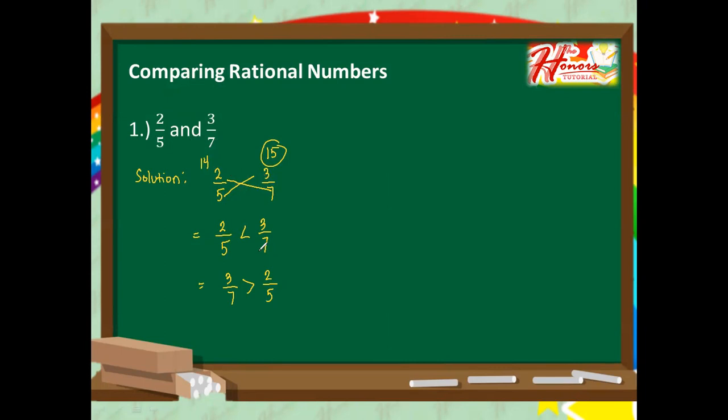Just be careful in using the symbol less than or greater than. This symbol is for less than, this symbol is for greater than. Always remember that this symbol faces the bigger number, always, so that you will not be confused. So that's why it faces 3 over 7 always, because 3 over 7 is the bigger number here in our fractions. Next, let's have another number.